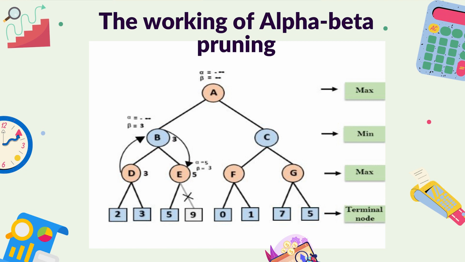You can see the value of B is now alpha equal to minus infinity, beta equal to 3. Now, we have to move toward E. So, E is equal to 5. Because 9 is cut, because 9 is already a higher value. So, we have to cut the 9 value. So, we have the value E equal to 5 and this value is backtracked to the upper level.